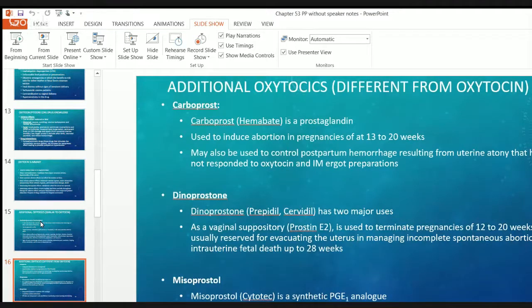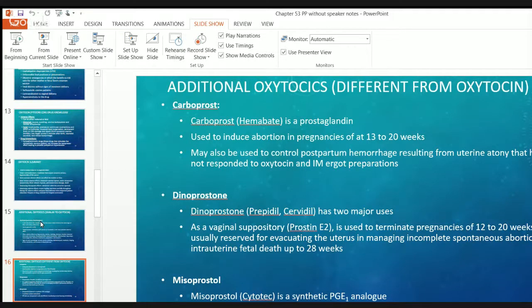When we look at these additional oxytocics, again, these differ. Methergine is more closely related, but these medications we're getting ready to talk about act in very different ways to stimulate labor. So when we look at the Hemabate, again, this is one that's actually used quite often to help control postpartum hemorrhage. So it's used to induce abortion in pregnancies at 13 to 20 weeks.